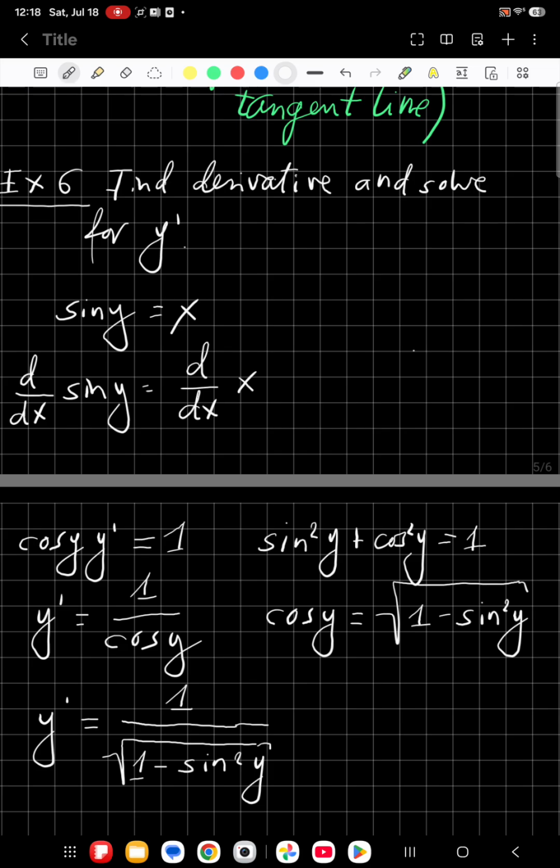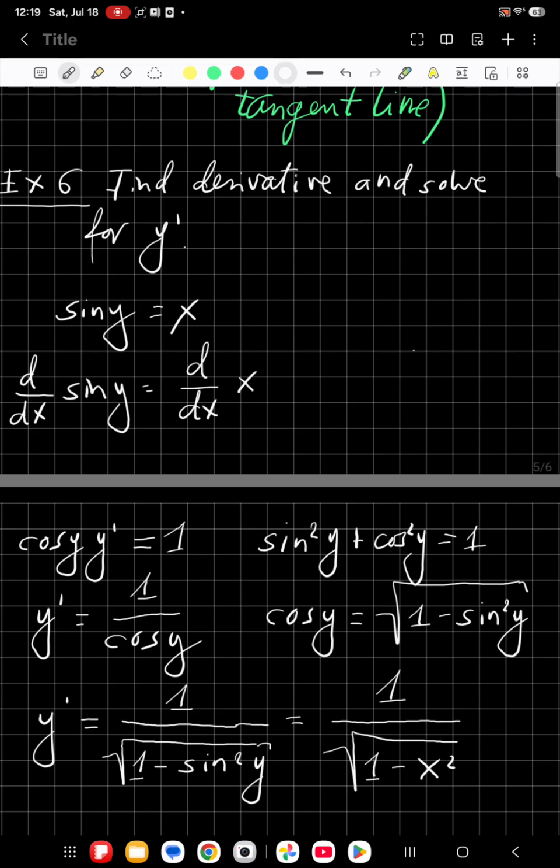We can do even better, because right now I have sine squared y, and I know what sine y is. So I can replace that sine squared y with x squared. So y prime will be equal to 1 over the square root of 1 minus x squared.